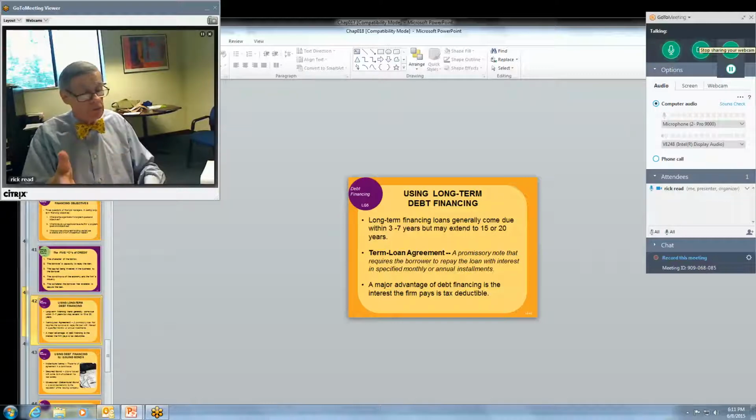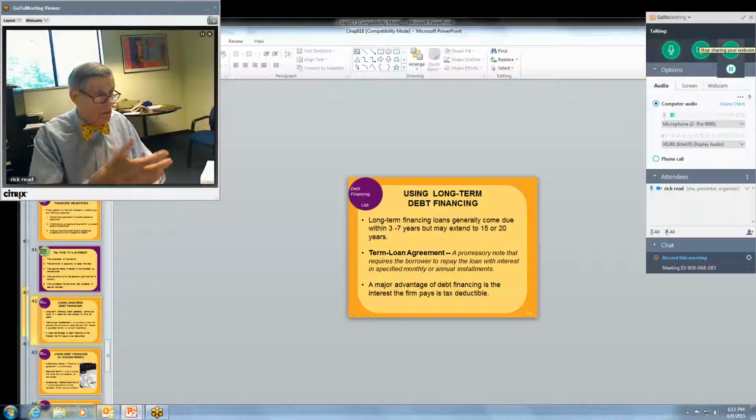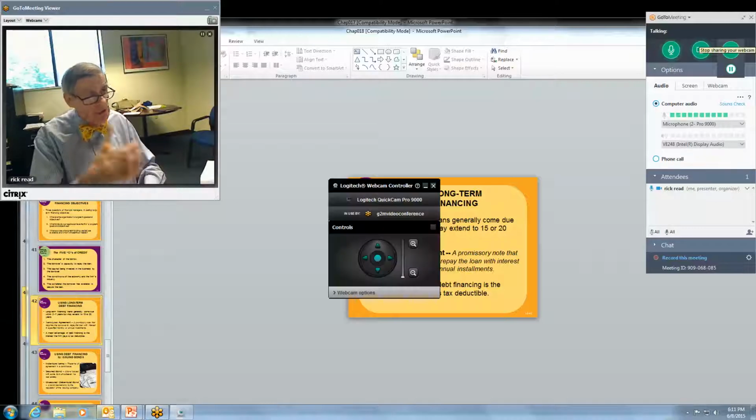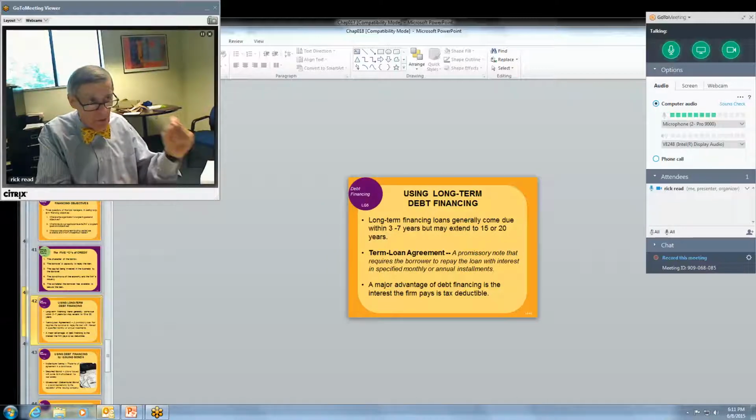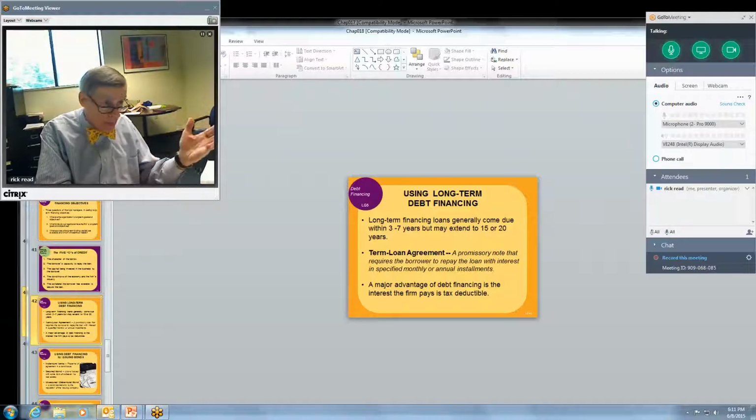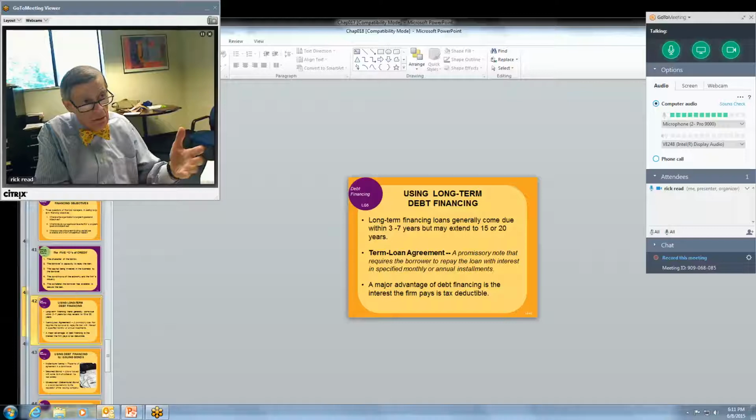And of course, as I mentioned before, having this type of loan, a bond or a promissory note or something, the interest payment is tax deductible, not the principal. It's just like your home mortgage if you have one. You pay interest during the year, file your taxes at the end of the year. That interest is deductible. Principal is not.